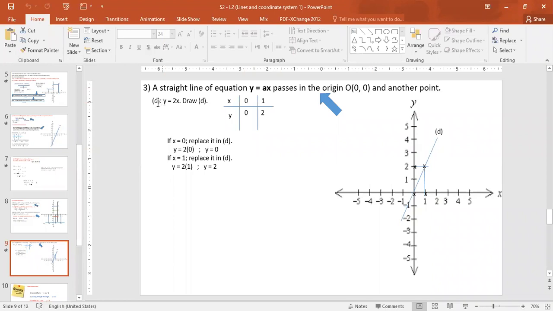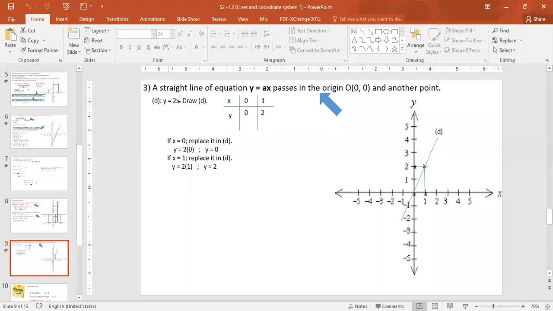Let me give you an example. Suppose I gave you a straight line D, which is y equal to x, and I asked you to draw D. First, let's look at the equation of the straight line. It is y equal to x. It looks like this, y equal ax. Do we have a y-intercept here? Do you see a y-intercept in this straight line?